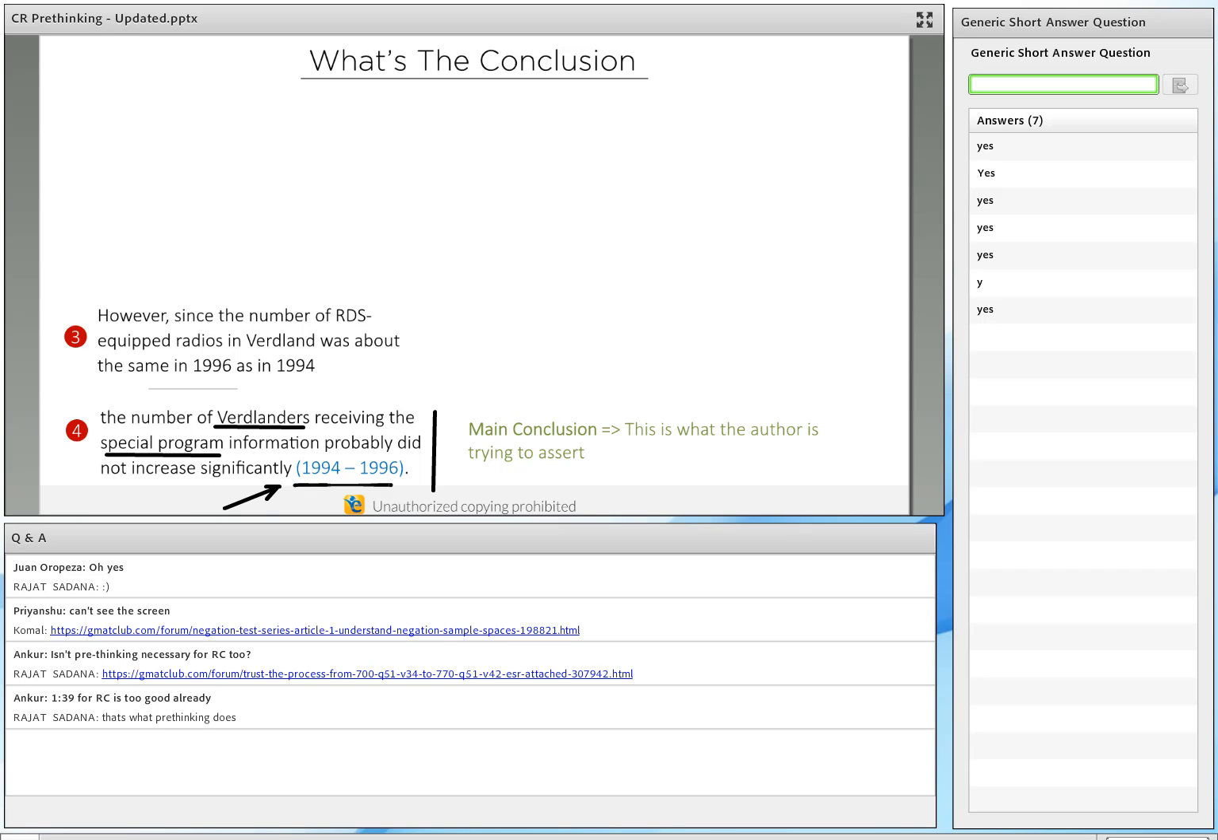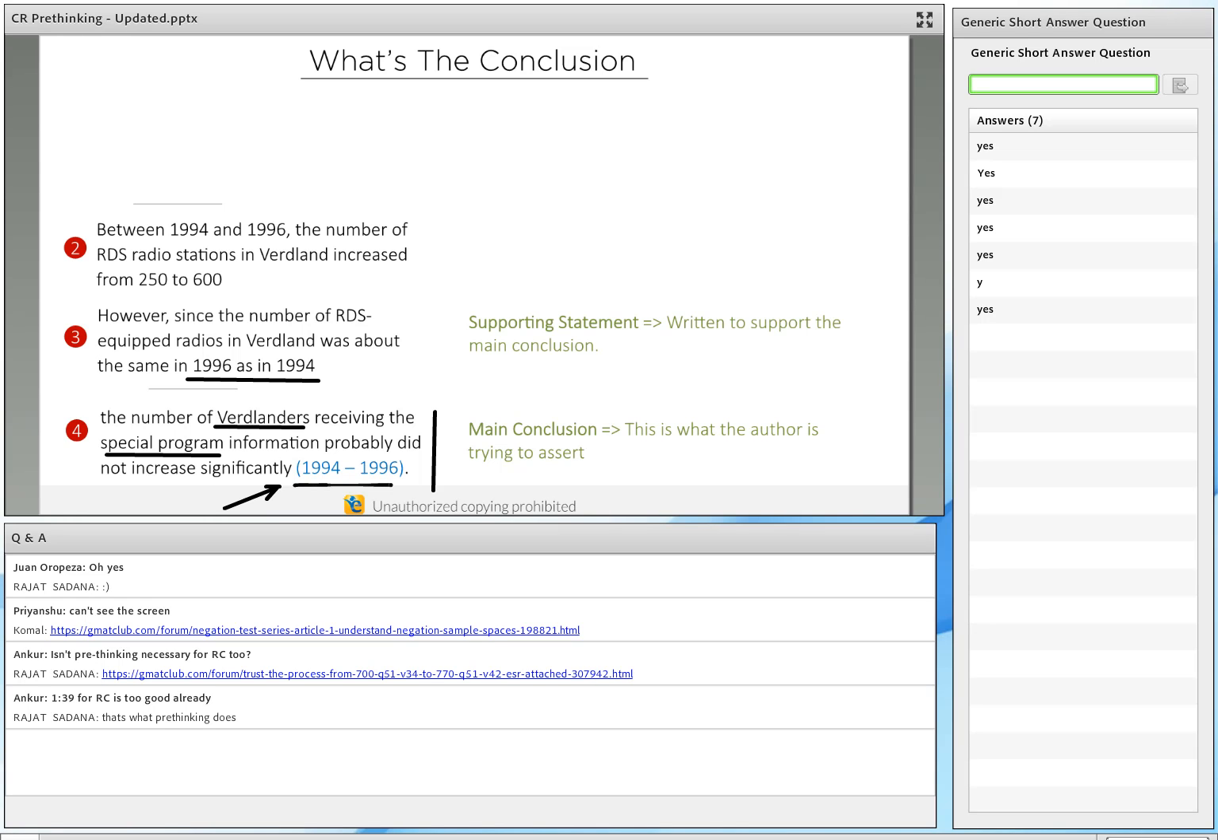There are two things that happen between 94 and 96. One is the number of receiving radios. These are the radios that people have to listen to programs. It did not change a whole lot. If there were 1,000 radios in 94, there are about 1,000 radios in 96. And the number of transmitting stations actually more than doubled. They went up from 250 to 600 between 94 and 96.